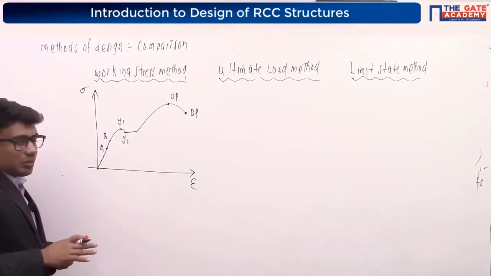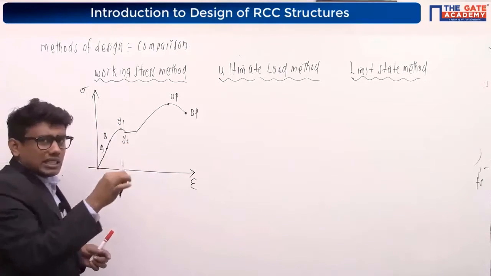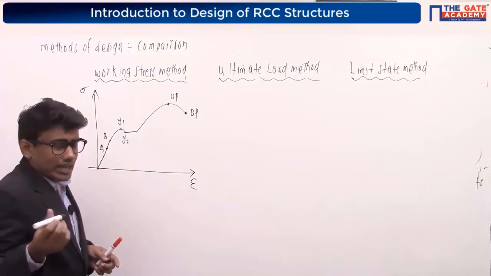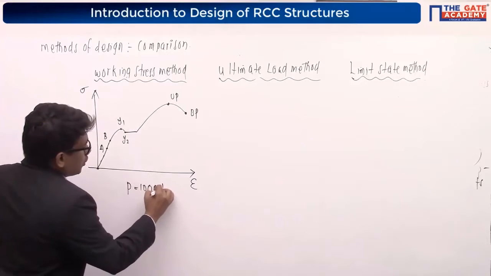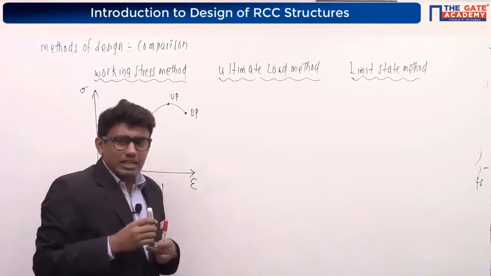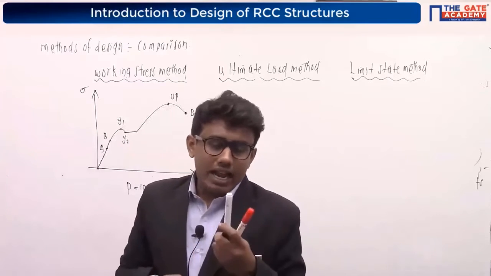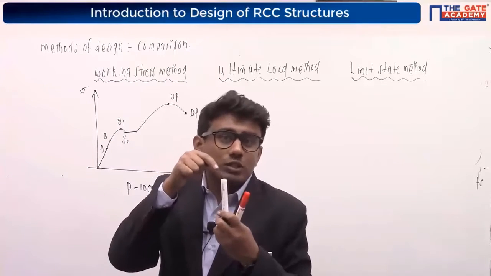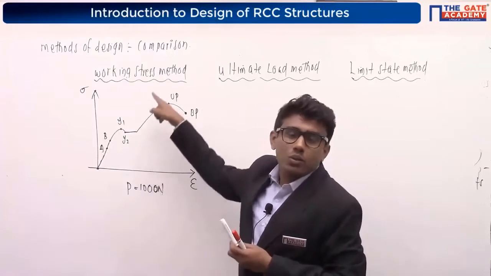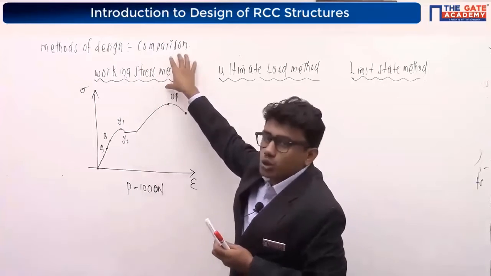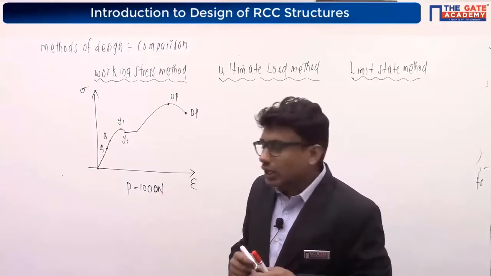Now see, suppose I need this mild steel bar to carry a load of around 1000 Newton. I am going to design this steel bar. Design means I want to fix the cross section. I want to choose the cross section of this material. I don't know how much cross section of this mild steel bar is required to carry this 1000 Newton by working stress method. I am going to choose the working stress method to fix the cross section. I need to carry a load of around 1000 Newton.